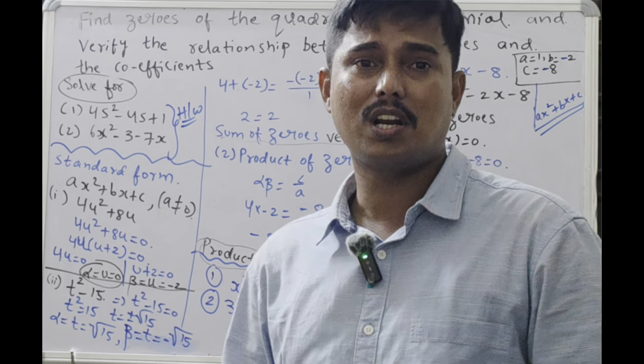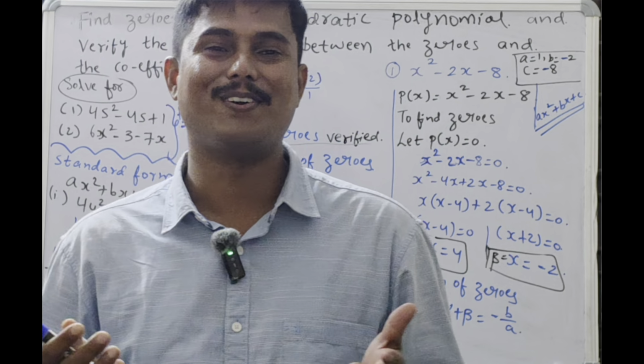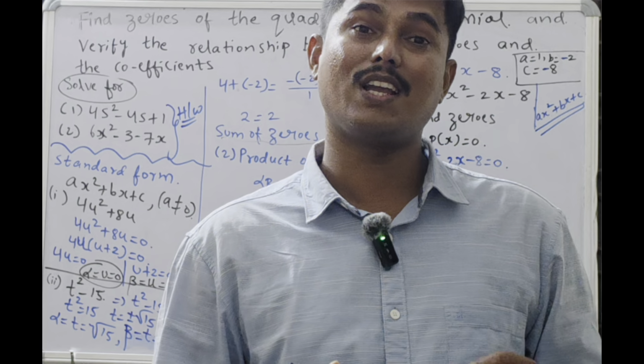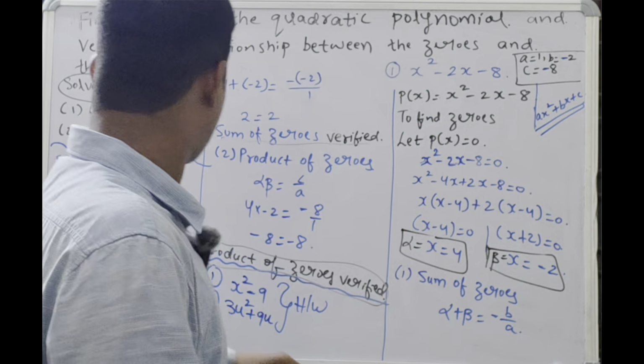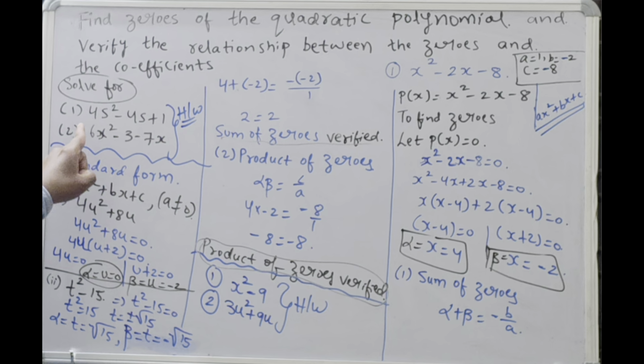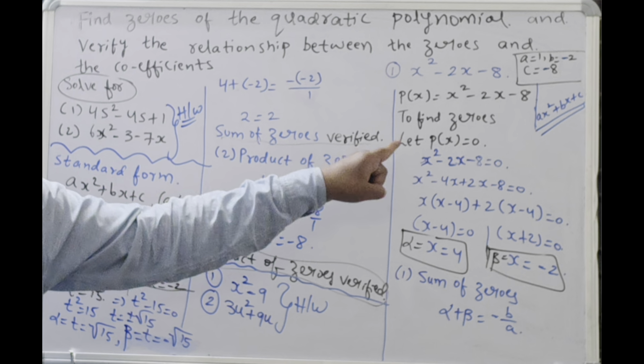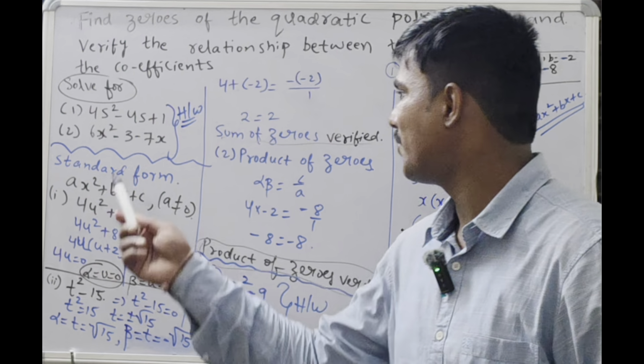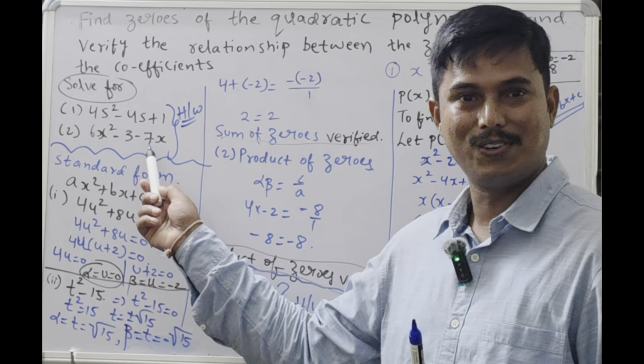So now you may ask me, sir, I want to learn middle term splitting. Very good. We are going to tell that in the next session. But before that, you have some homework questions. Here you see the first question. Write in the same way, find the zeros. Solve this and find the zeros.